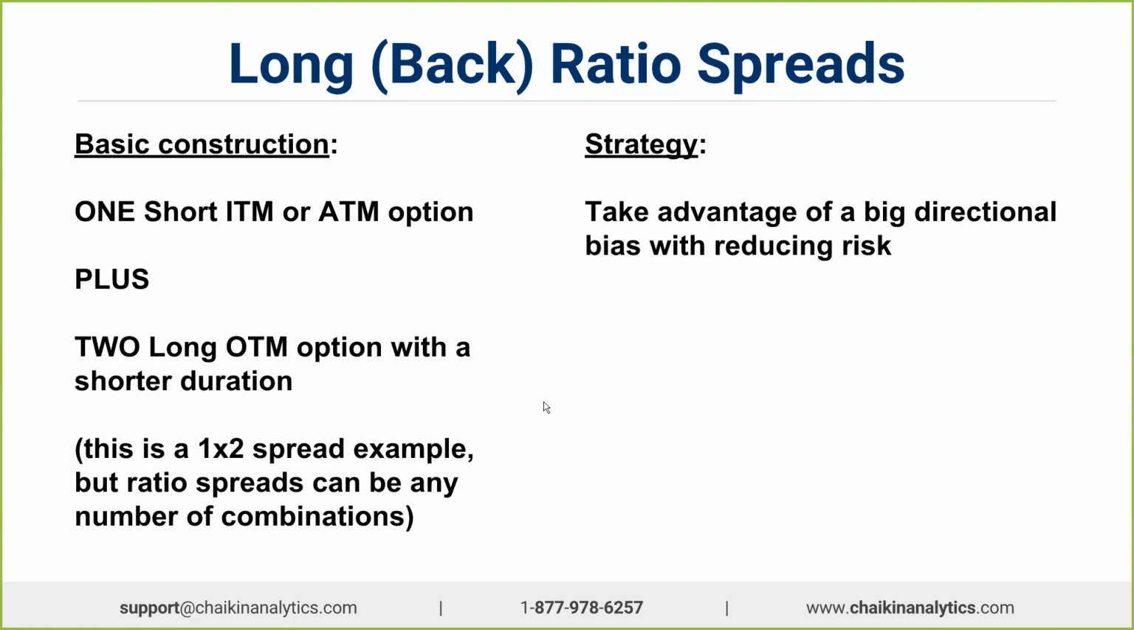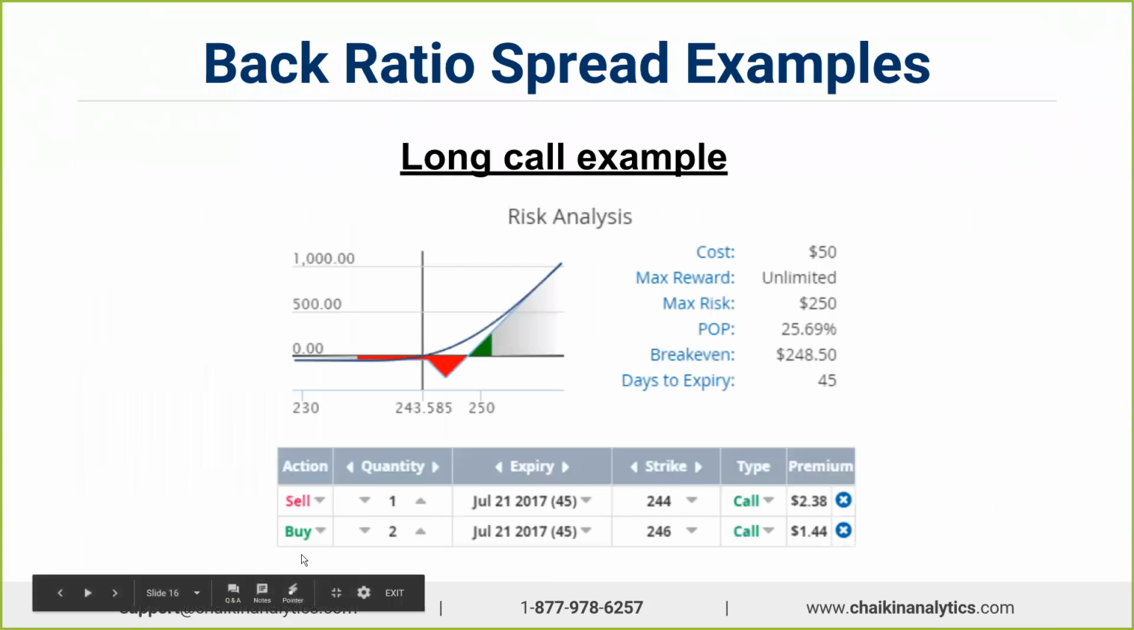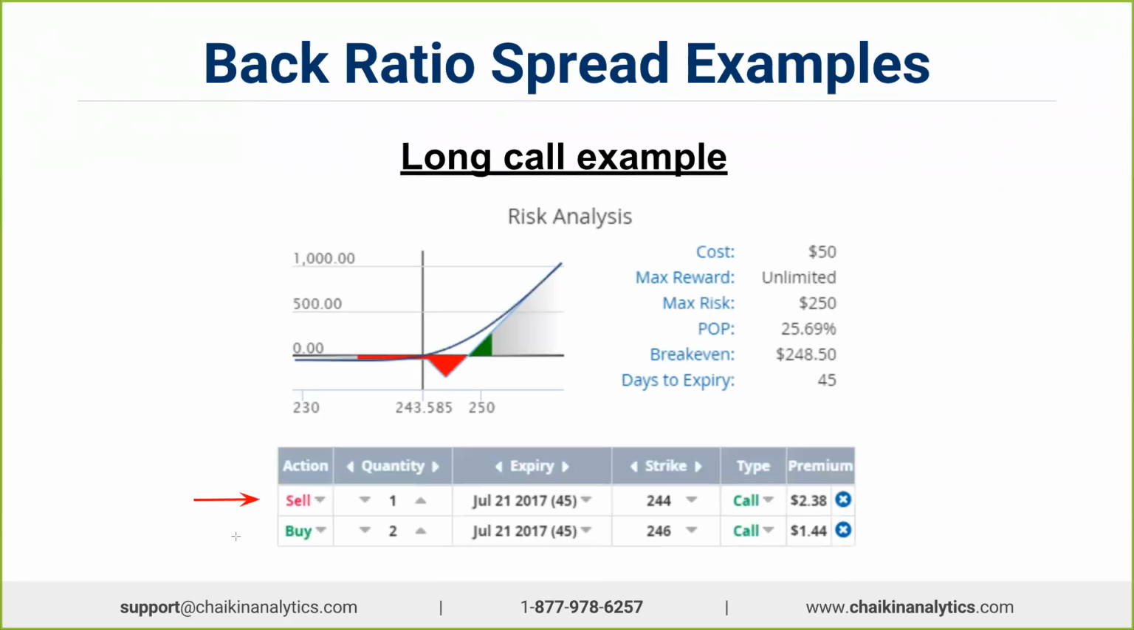So your short one and long two, again, this is just a 1x2. We could do this any which way. We could be short 3 and then long 5, short 1 and long 5. Again, we want to try and do it for delta neutral. What do I mean by delta neutral? I didn't explain this on the last one, but I'll explain it here. What we want is for the delta on the one we sell to offset the two we buy.